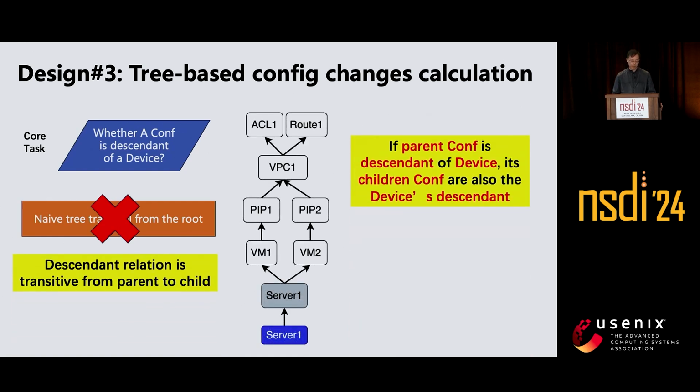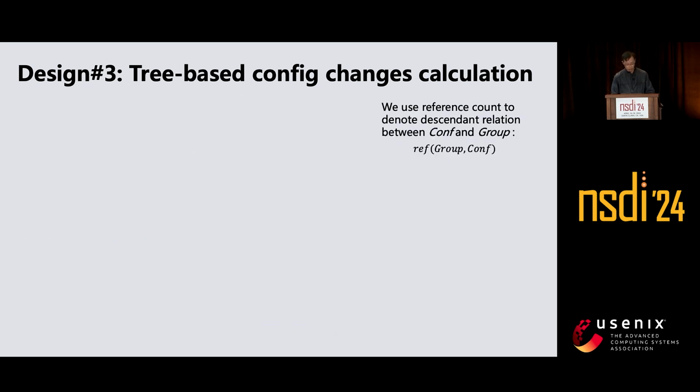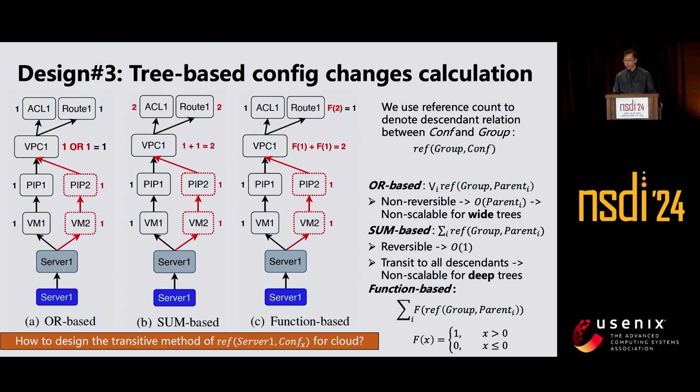So what we have here is that the descendant relation is transitive from parent to child. This is very good for us. We leverage this property and use it in our algorithm so that the complexity will get lower and we don't need to travel from the roots. So first of all, let's try to use the reference count to denote the descendant relation between a conf and a group. We have tried 3 kinds of algorithms. I will not spend time on it because of time.